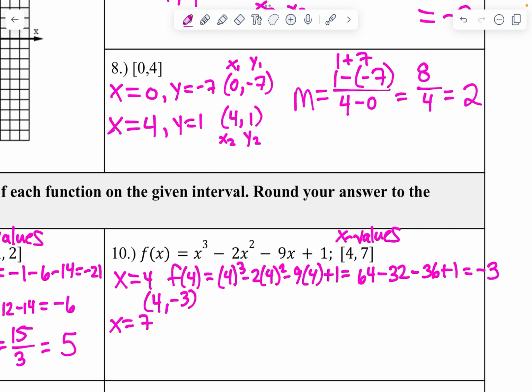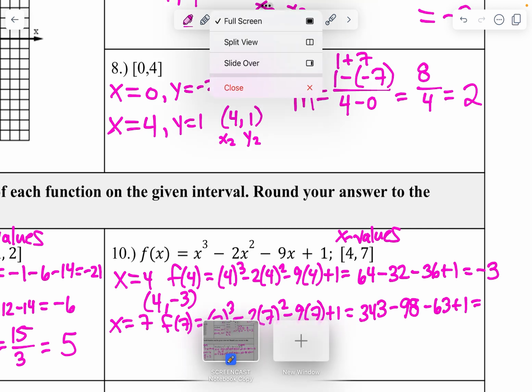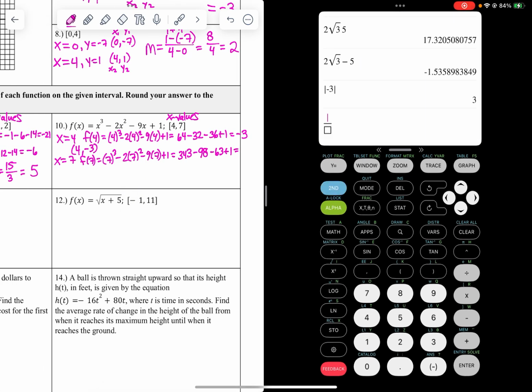Then we've got to do it again for when x equals 7. So if I substitute 7 into my equation and do the math, so 7 cubed, 343. 7 squared would be 49, times 2 would be 98, minus 63 plus 1. And you will have a test on this calculator, so I'm going to use the calculator to help me make sure I don't make any silly mistakes here. So we've got 343 minus 98 minus 63 plus 1, so I get 183.